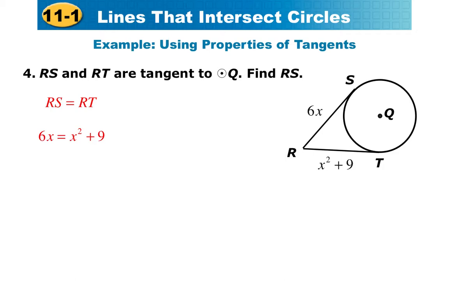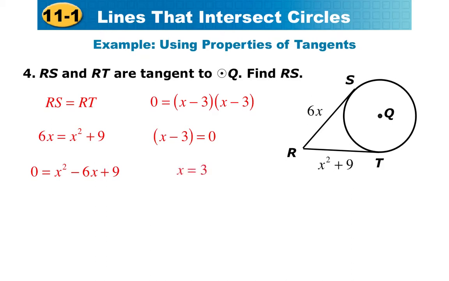Another quadratic. Move everything to one side. We factor this. We get the following. Now notice that the two binomials are the same, so it wouldn't make sense to set both of the binomials equal to 0 since they're going to generate the same x value. So we just do x minus 3 equals 0, and then we end up with x equals 3. From here we substitute to find RS, and RS equals 6x, so 6 times 3 gives us 18.